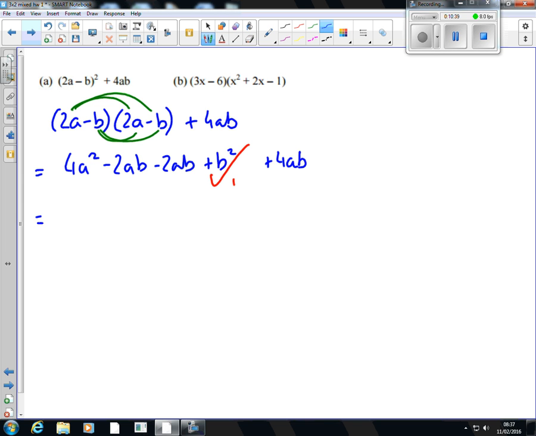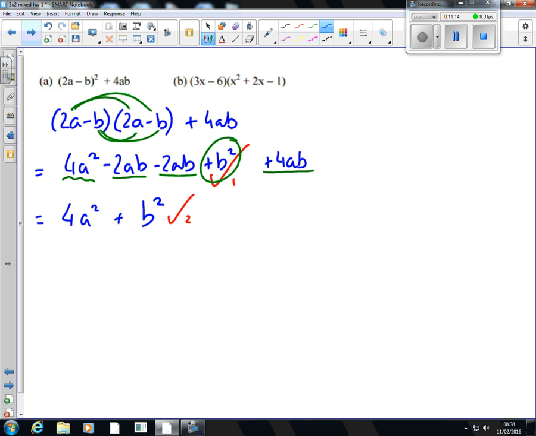And then your second mark in here is for simplifying. So we have 4a squared. No more 4a squared, so that's just going to stay there. Then we've got minus 2ab minus 2ab, so that's minus 4ab. Adding on 4ab then gets me back to 0, so they're going to totally disappear. And then in here, we've got plus b squared left over. So it's 4a squared plus b squared. And if you get to that point, that's your second mark.